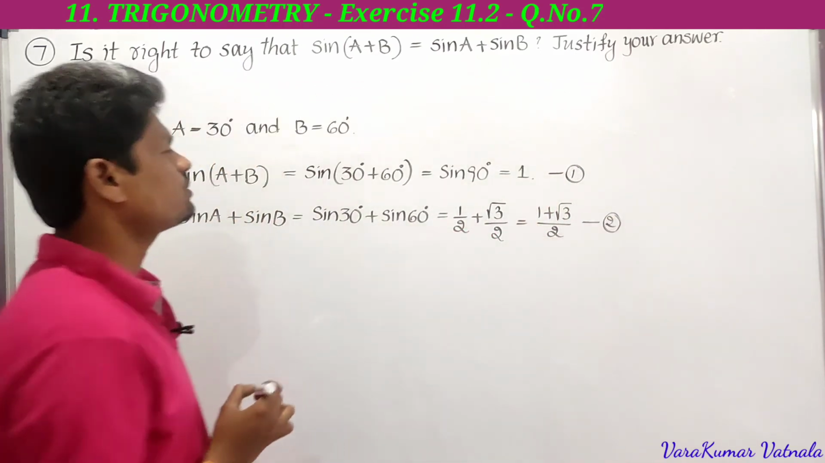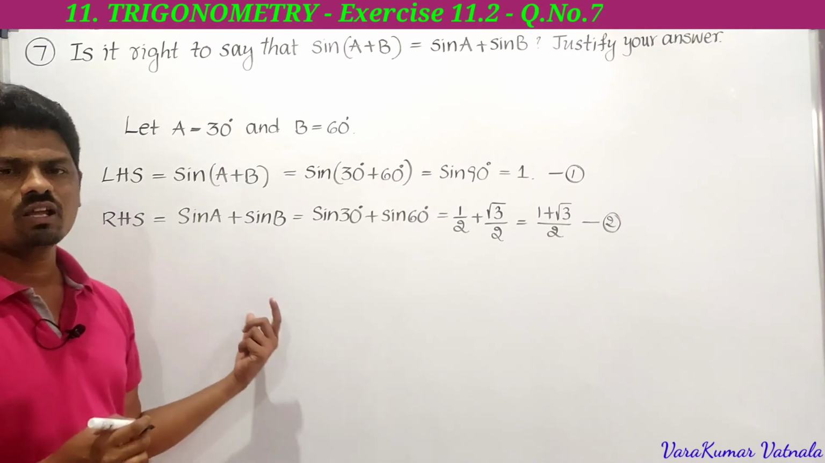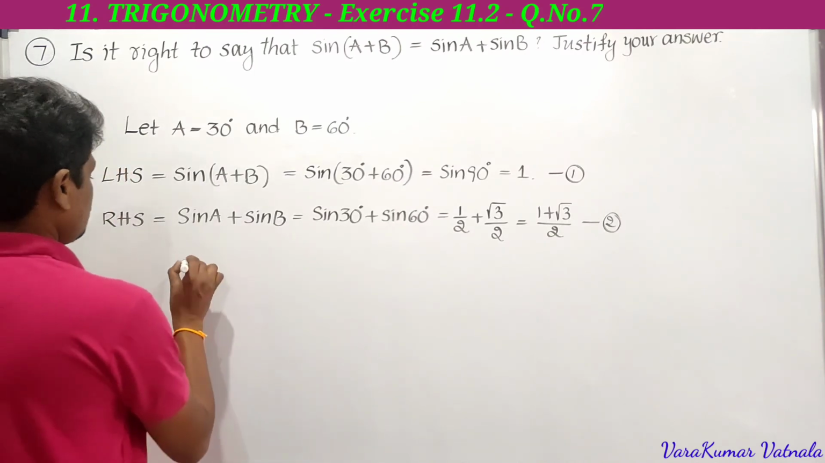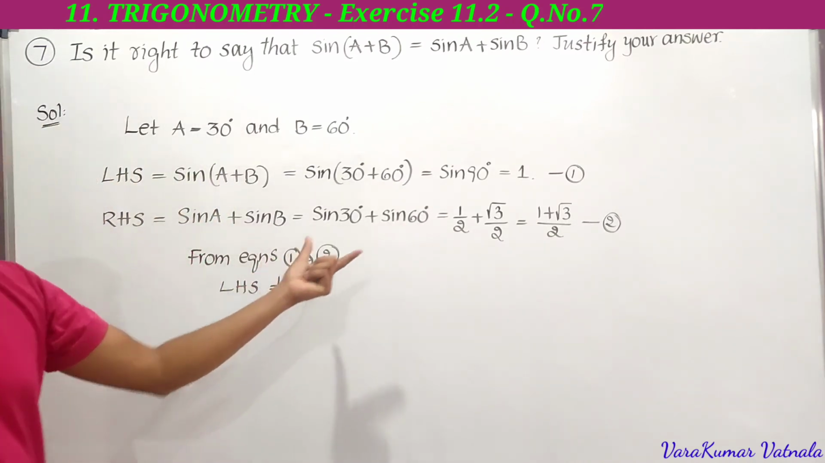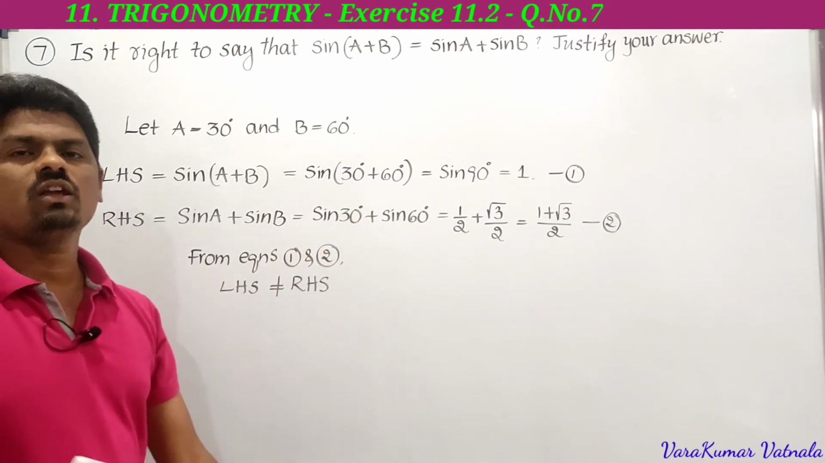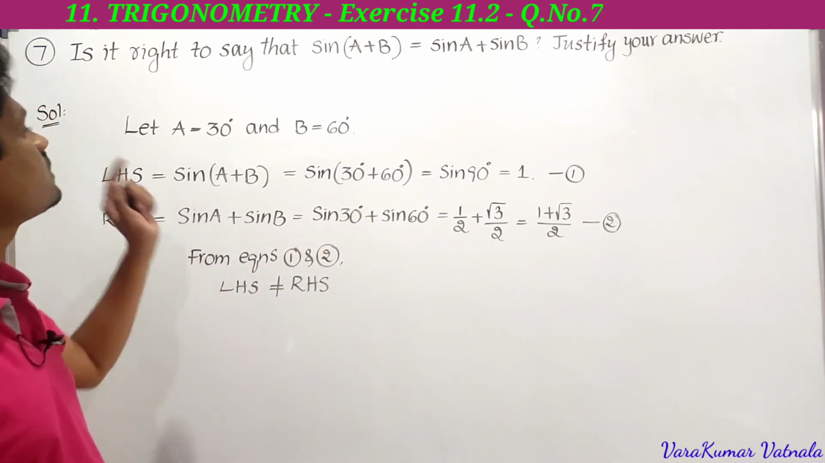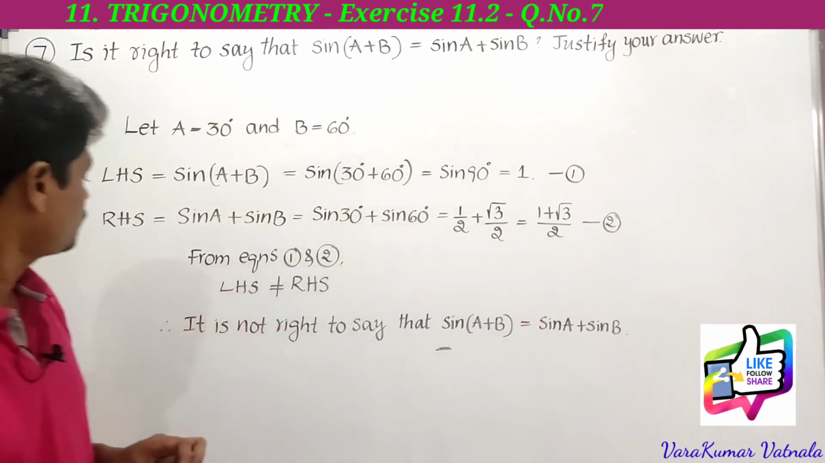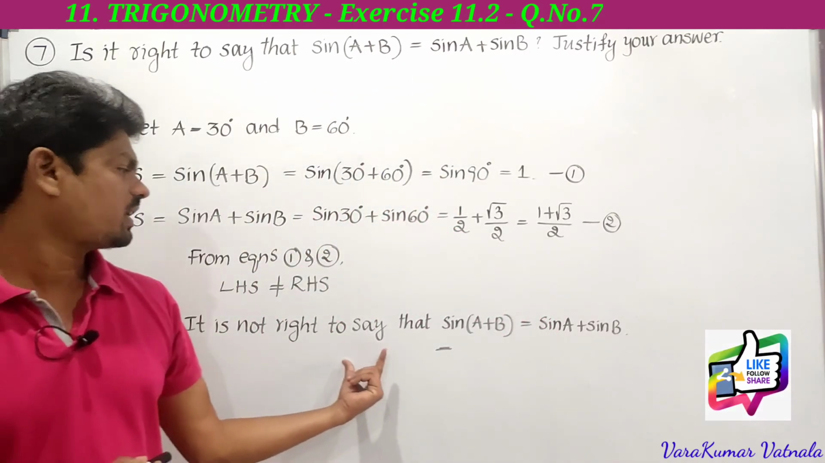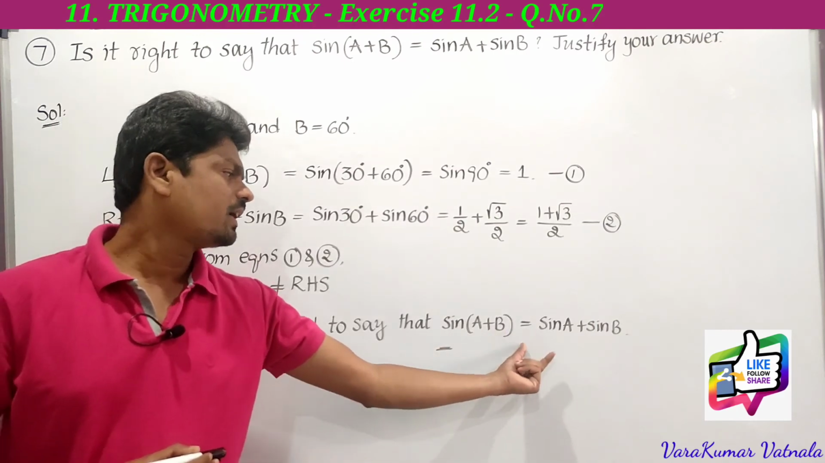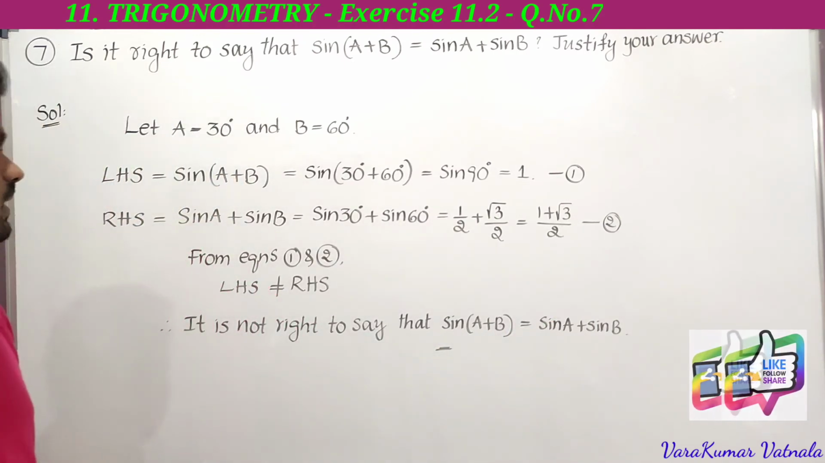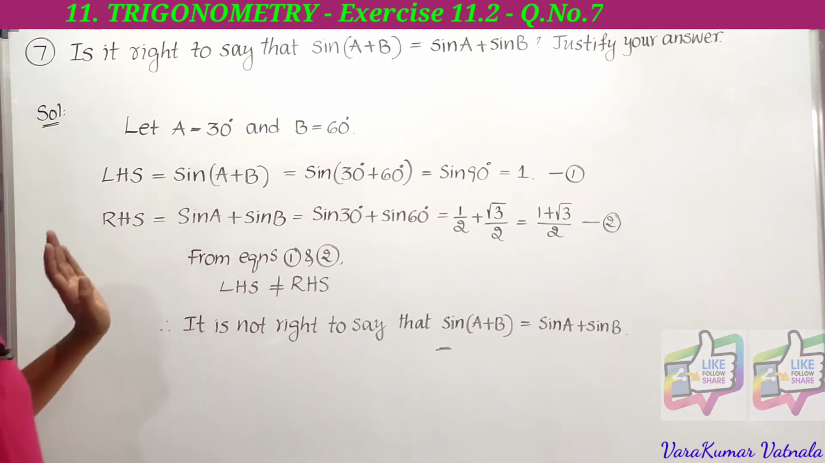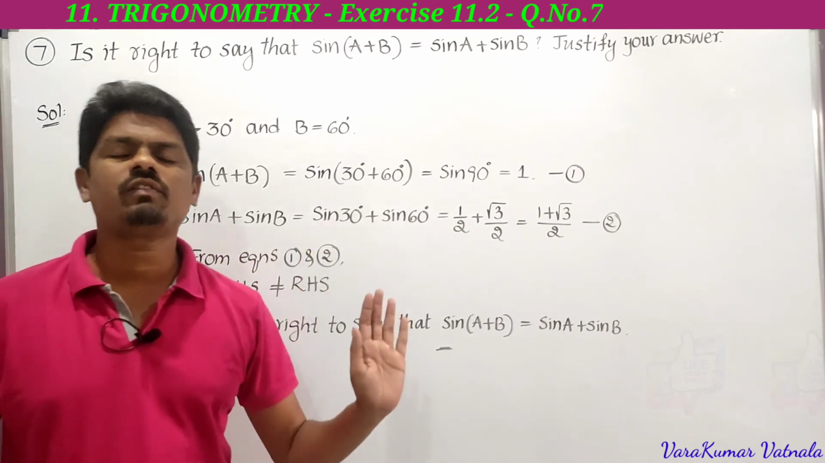From equations 1 and 2, LHS is not equal to RHS. Therefore, it is not right to say. This is the conclusion: it is not right to say that sin of A plus B is equal to sin A plus sin B. This is the seventh problem in exercise 11.2.